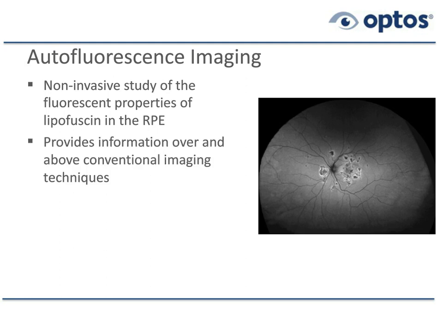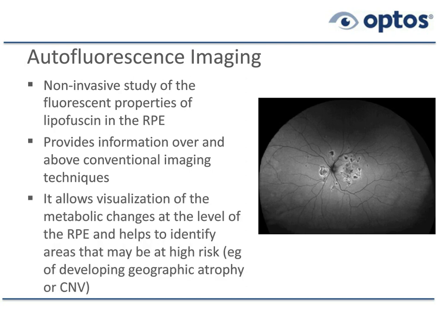It does provide information over and above conventional imaging techniques. We'll give a bunch of examples a little bit later where the autofluorescent image is abnormal, but the standard color image or the binocular direct ophthalmoscope view is actually normal. AF allows us to visualize metabolic changes at the level of the retinal pigment epithelium and helps to identify areas that may be of high risk, such as in patients with geographic atrophy or CNV. There are lots of other examples beyond those two.